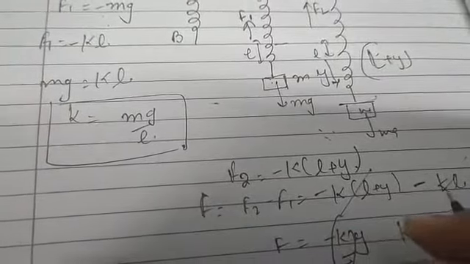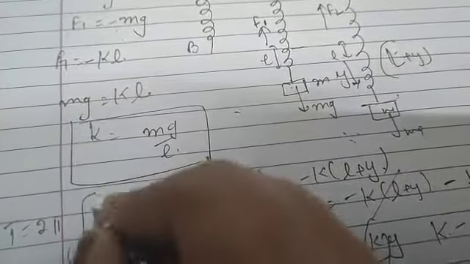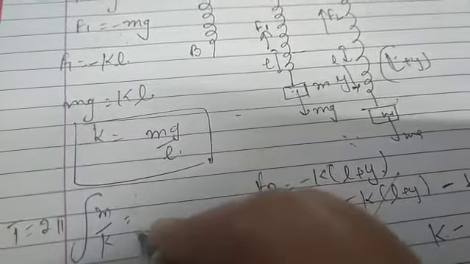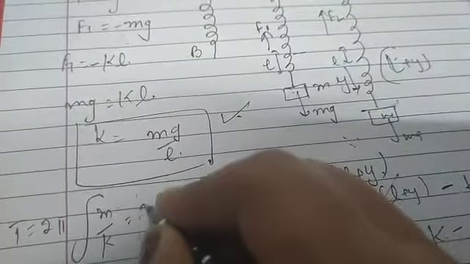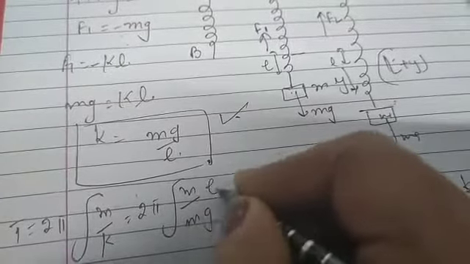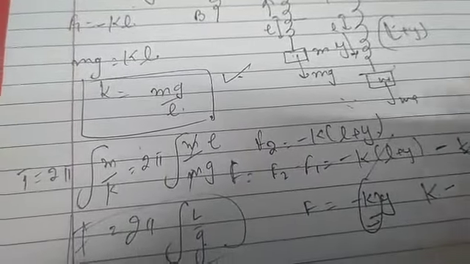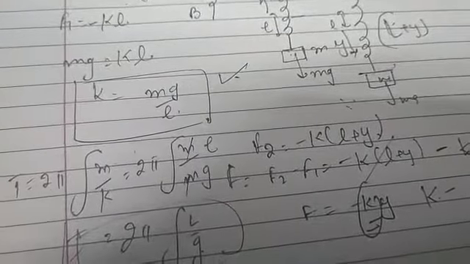So now putting in, time period T is equal to 2 pi root of m upon k. M is the inertia factor, k is the spring factor. So putting the value of k here, k is mg by L, we will have 2 pi root of L upon g. So this is the expression for the time period of a spring which is oscillating in a vertical direction.